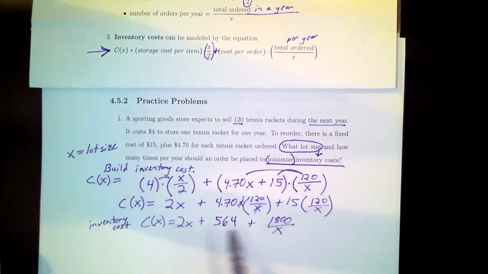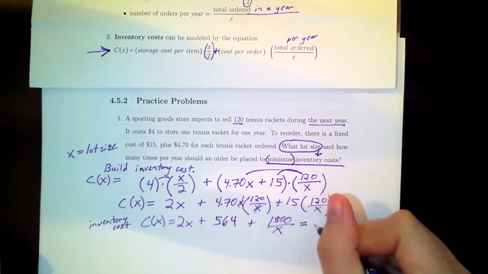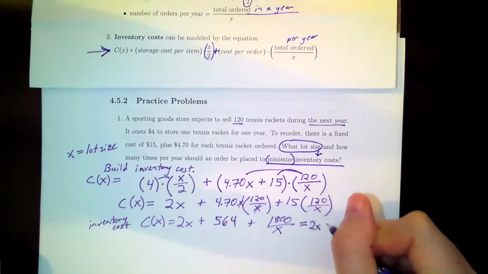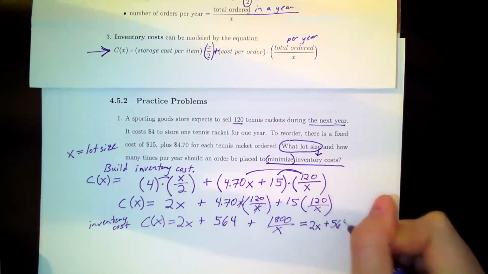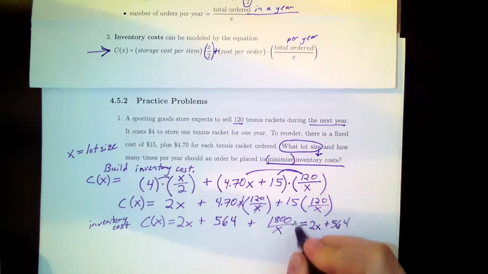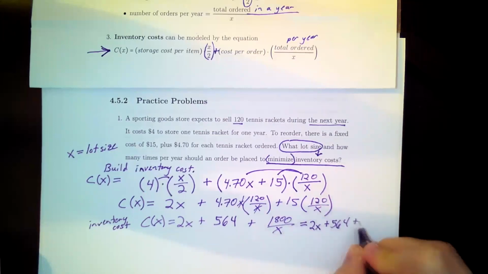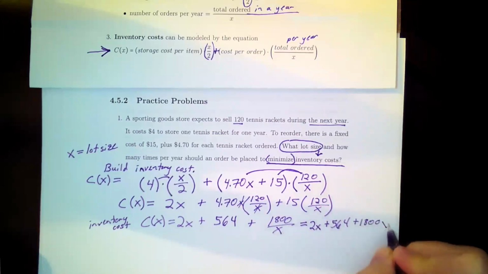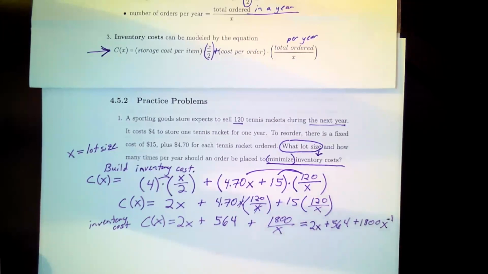So I'm going to need to take the derivative of this, which means that I really ought to prep C so that it's a little better suited for taking the derivative. What I'm going to do is take this x and flip it up so that this is 1800 x to the negative 1. Now this is in a better form for taking the derivative of.